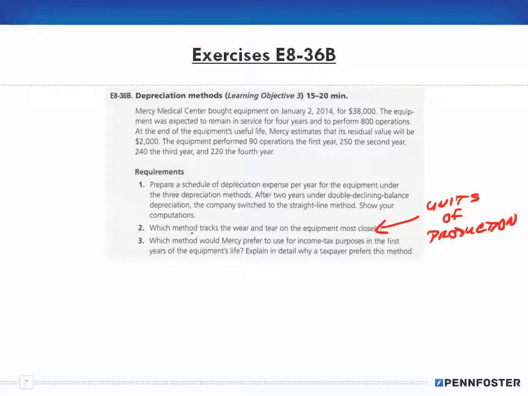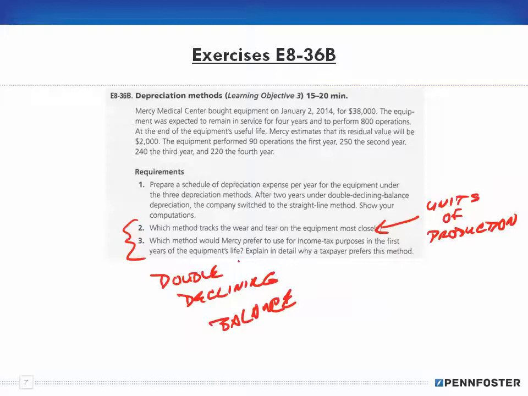All right, number 3, which method would Mercy prefer for income tax purposes in the first years of the equipment's life? Explain in detail why a taxpayer prefers this method. I don't have to create the schedule in order to answer these 2 questions. All right. Number 3 here, the method preferred to use for income tax purposes would be the double declining balance method.